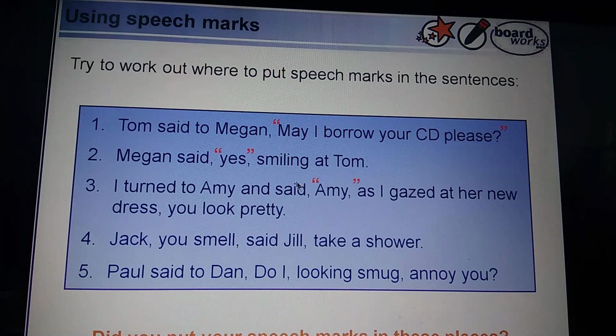In the third sentence, this comma is before the quotation mark, and this comma is also before the quotation marks. Here also this comma is before this, and this full stop is inside the quotation marks. In the fourth one, this comma should be before this quotation mark and this full stop is also before the quotation marks. In the fifth one, this comma should be before this quotation mark and this comma should also be before the quotation marks.